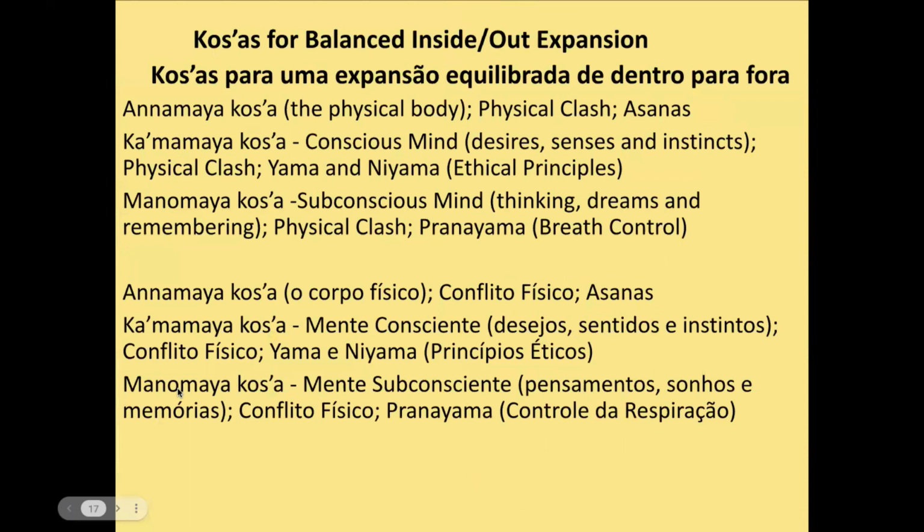So looking at the koshas more closely for balancing inside-out expansion, the Annamaya kosha is the physical body, and it experiences physical clash, and it's developed by doing asanas. The Kamamaya kosha, the conscious mind, is focused on the desires and the senses and instincts. Physical clash is what it experiences. And yama niyama, the ethical principles, is the practice that helps develop the Kamamaya kosha.